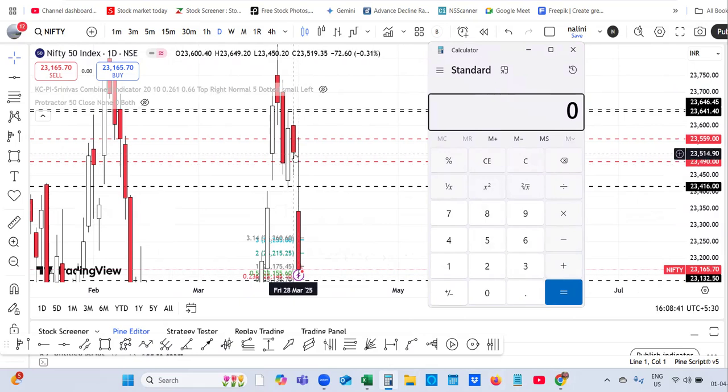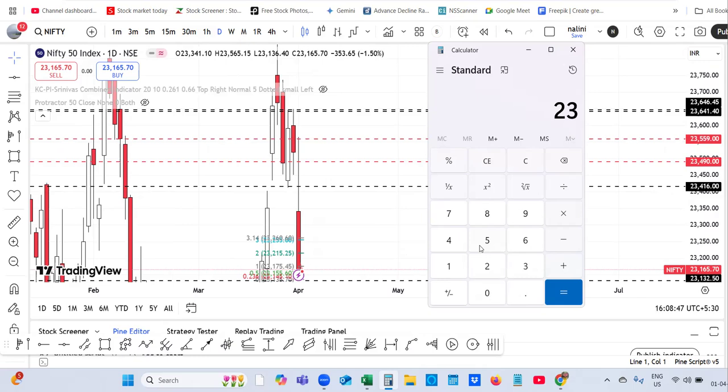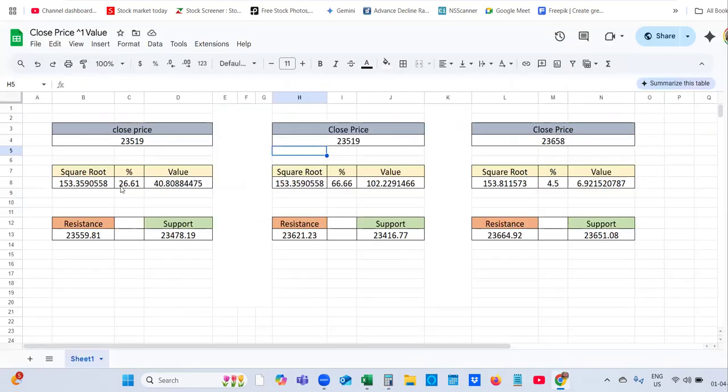The previous day close was 23,519. So first step is we are finding the square root. After finding the square root, first we are multiplying by 26.6 and another is we are multiplying by 66.6. This is 26.61 and 66.66.